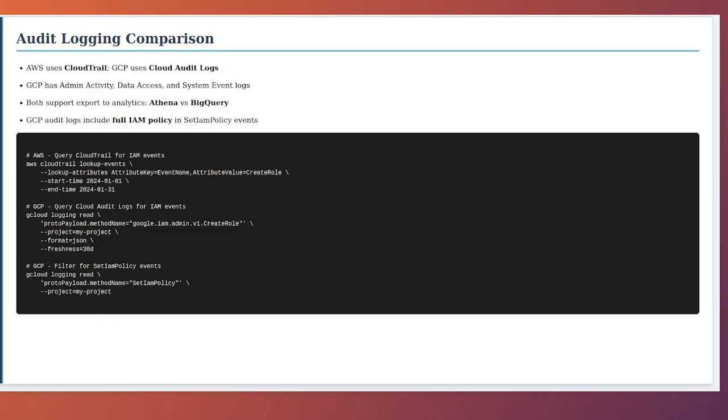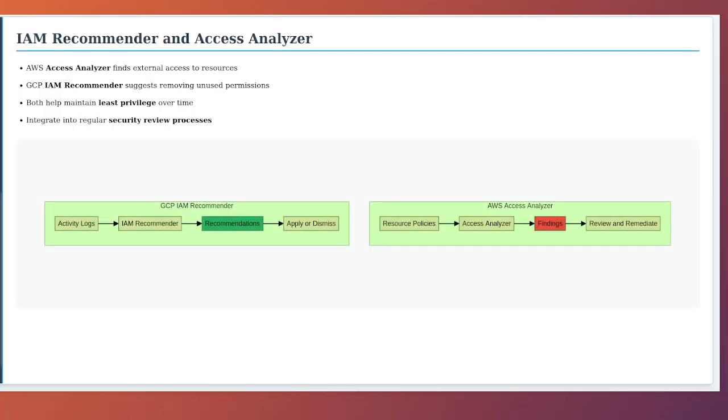One important difference is that Google Cloud Platform audit logs include the full IAM policy in set IAM policy events, making it easy to see exactly what changed. AWS CloudTrail includes the policy document for policy-related events, but does not always capture the before and after states in a single event.